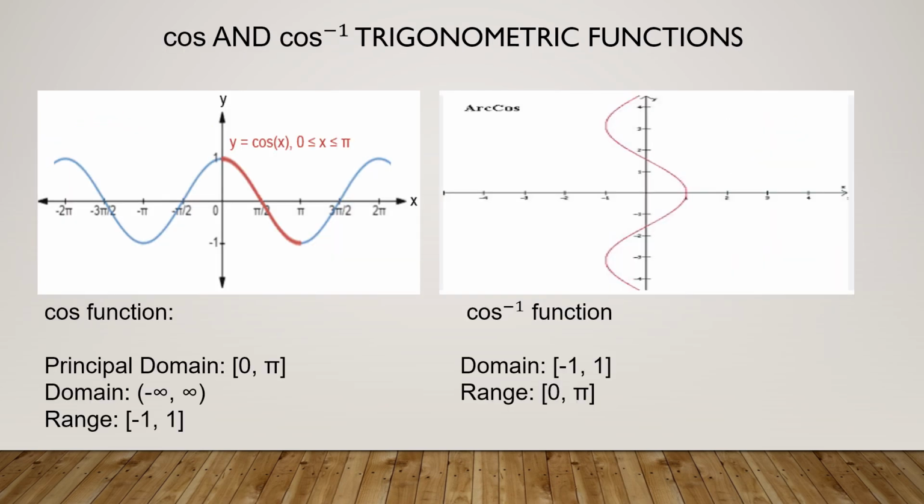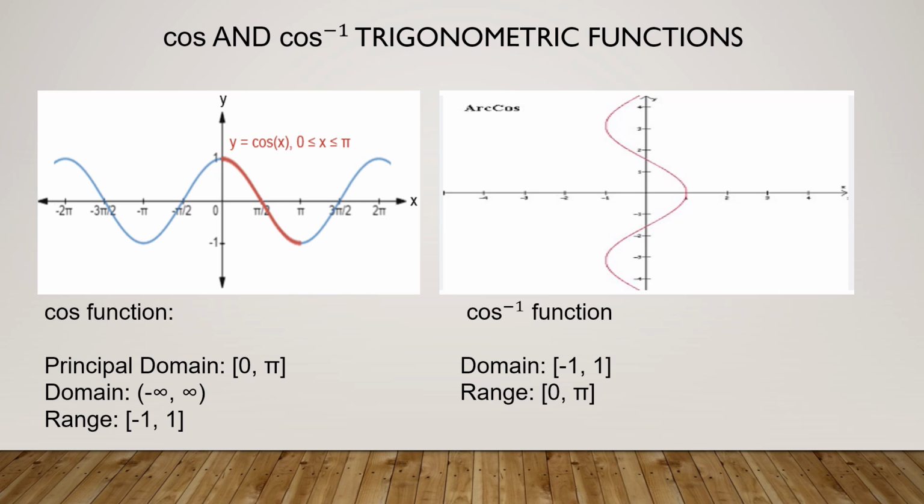Now, like the sine and sine inverse function, we try to see the other trigonometric functions and its inverse. So now cos and cos inverse. Cos function, the principal domain will be 0 to pi. Like for sine, the principal domain was minus pi by 2 to pi by 2. Same way for cos function, the principal domain is 0 to pi. The domain can be minus infinity to infinity. And what will be the range? Range will obviously be minus 1 to 1, because cos value you can get any value between minus 1 to 1. So range is minus 1 to 1.